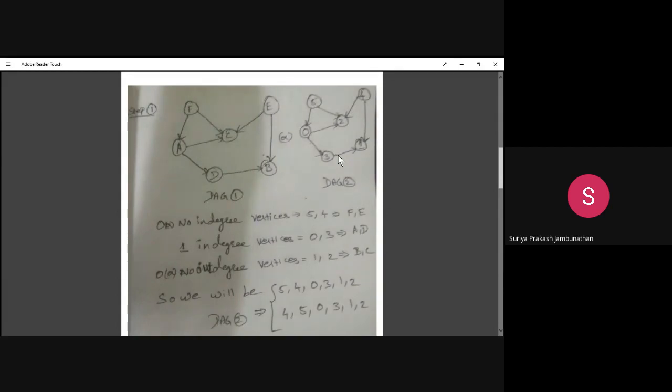Okay. So let's see how many nodes in the first graph have no in degree. How many nodes in the first graph have no in degree? Can you tell me, students?